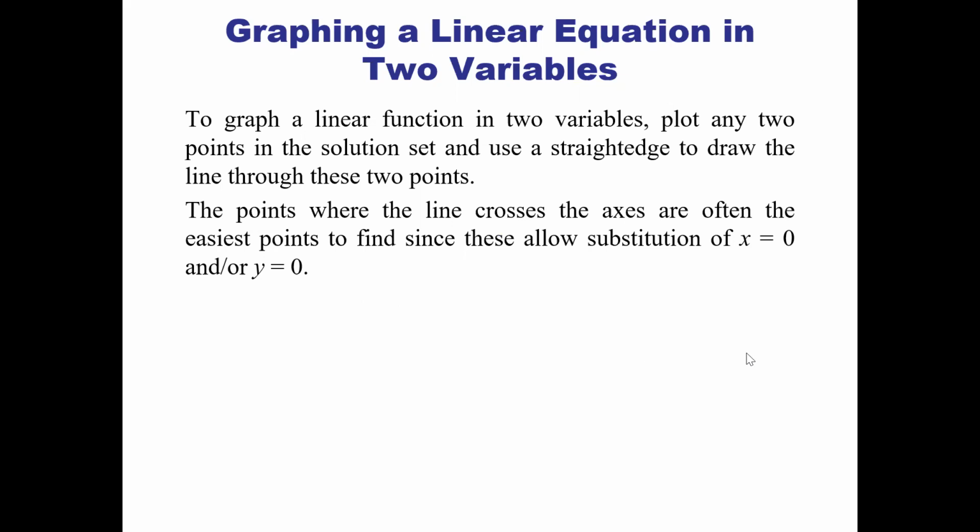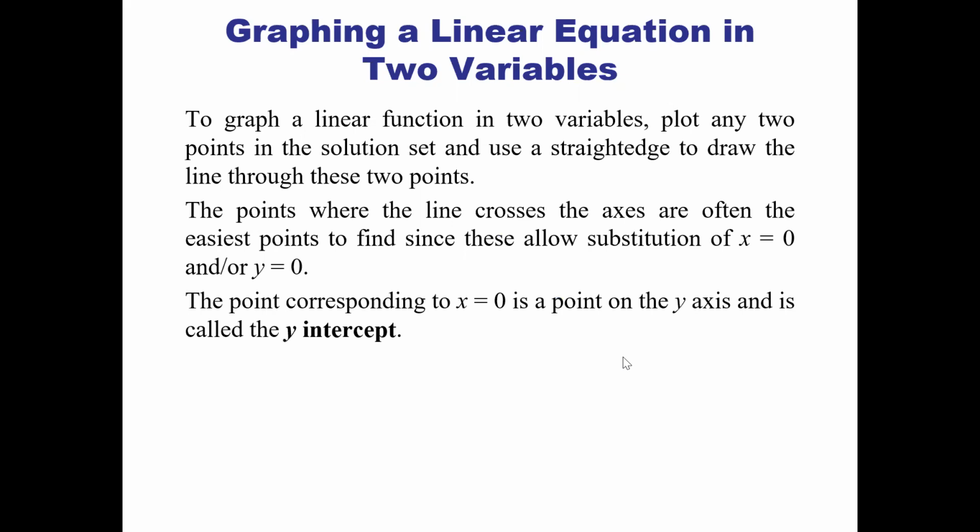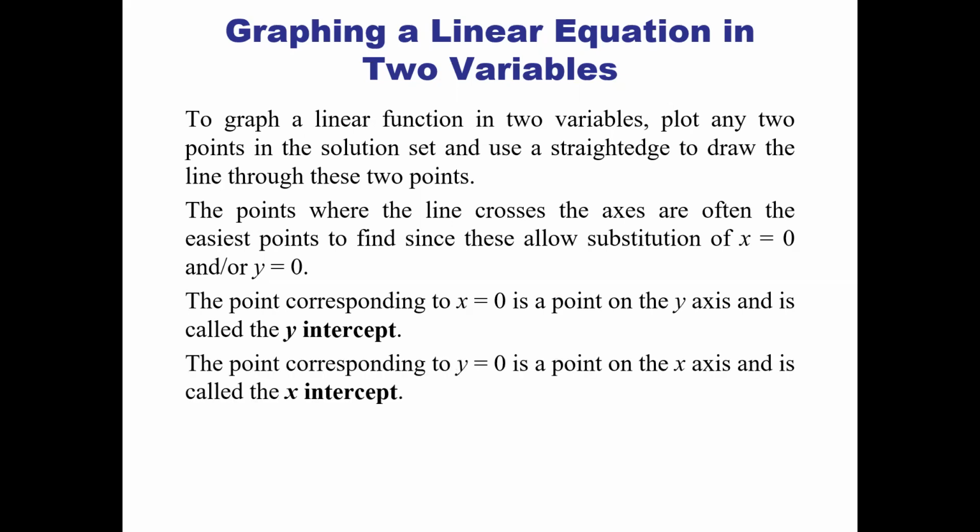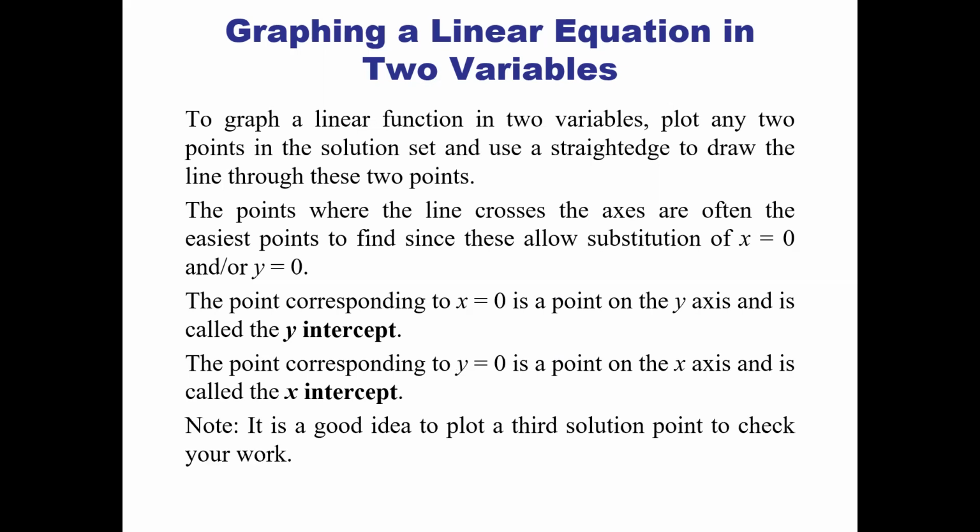And that's going to be the easiest two usually, because when you plug in 0, that part of the equation falls out and all that's left is the other. And when you plug in 0 for y, half the equation falls out and you just have what's left over for x. Now, the point corresponding to x equals 0 is a point on the y-axis and is called the y-intercept. And the point corresponding to y equals 0 is a point on the x-axis and is called the x-intercept.